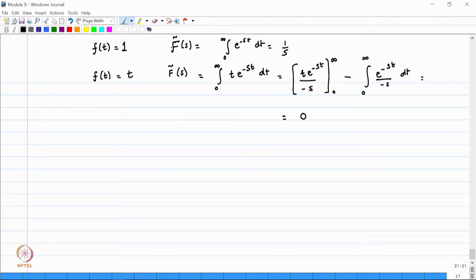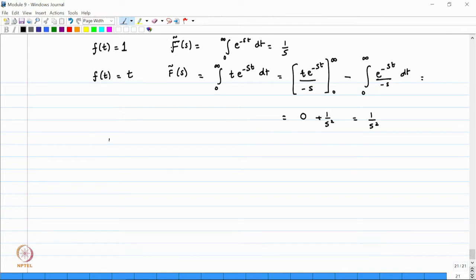The value of this at these boundaries is 0, and what you have here now is minus, okay, I can cancel the minus. So, you have e to the minus st divided by s. So, the integral of e to the minus st is 1 by s. So, this is just equal to plus 1 by s square. So, the Laplace transform is 1 by s square.